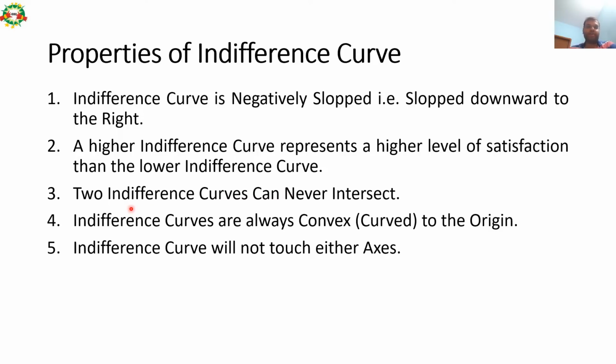Third important characteristic or property of indifference curve is two indifference curves can never intersect each other. Fourth characteristic is indifference curves are always convex or curved to the origin. And fifth characteristic is indifference curve will not touch either axis. So let us discuss each of these five properties in detail a little bit.